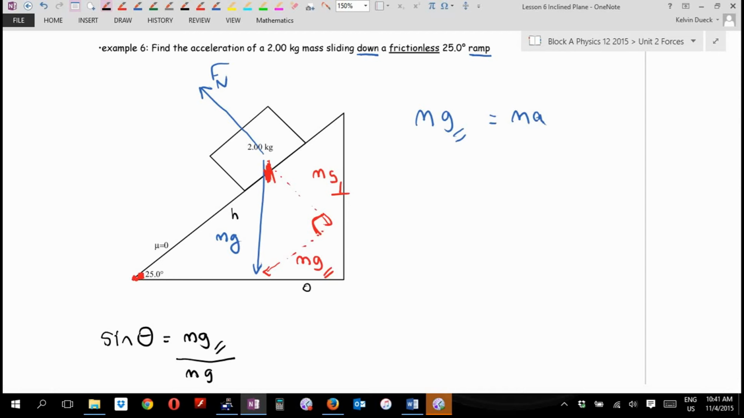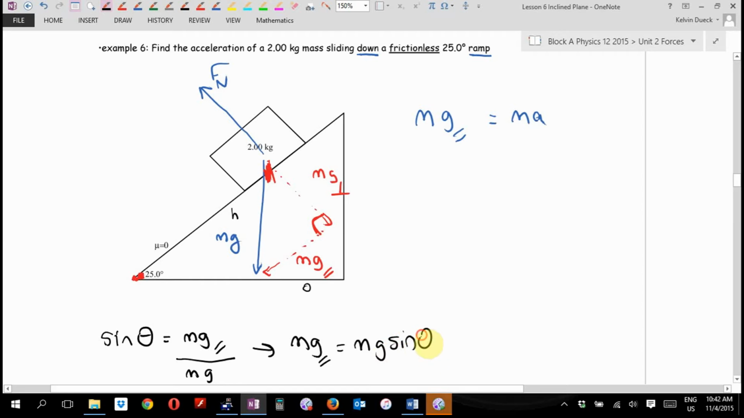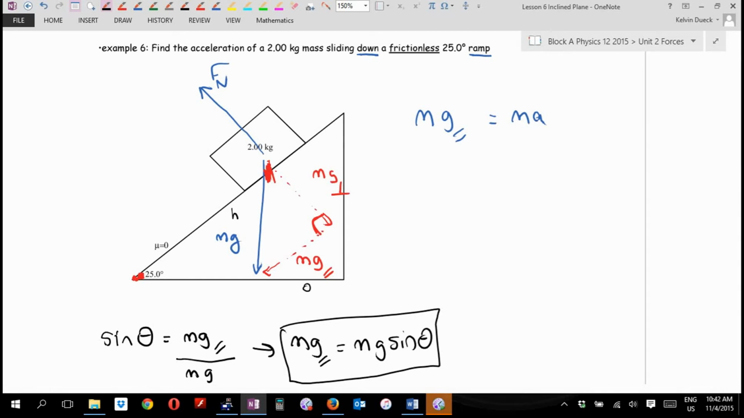How would I get the mg parallel by itself? What would I do with that mg that's on the bottom? How could I move it over to the other side? So if I hear you correctly, here is our generalized expression. I showed you how to derive it, but we're going to use this so often that this is going to be one of the things we're going to memorize. I never had a good dumb way to have this memorized.